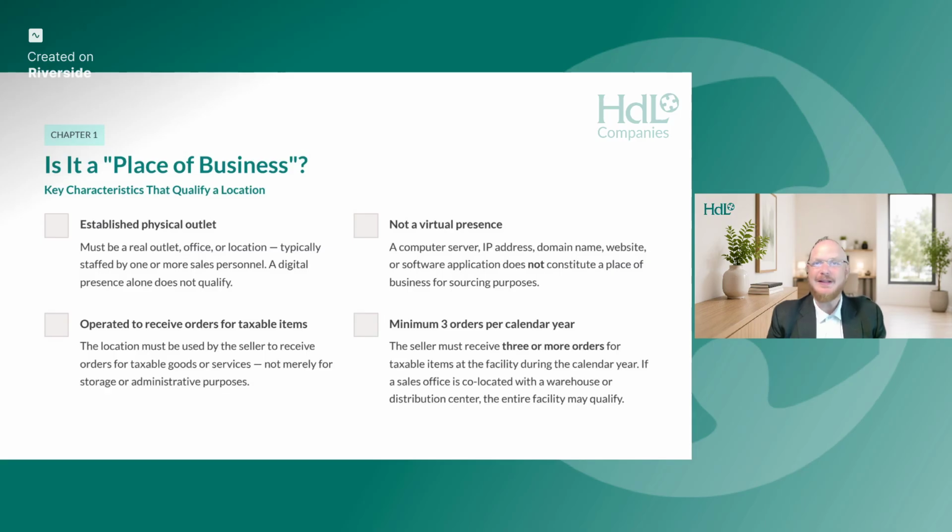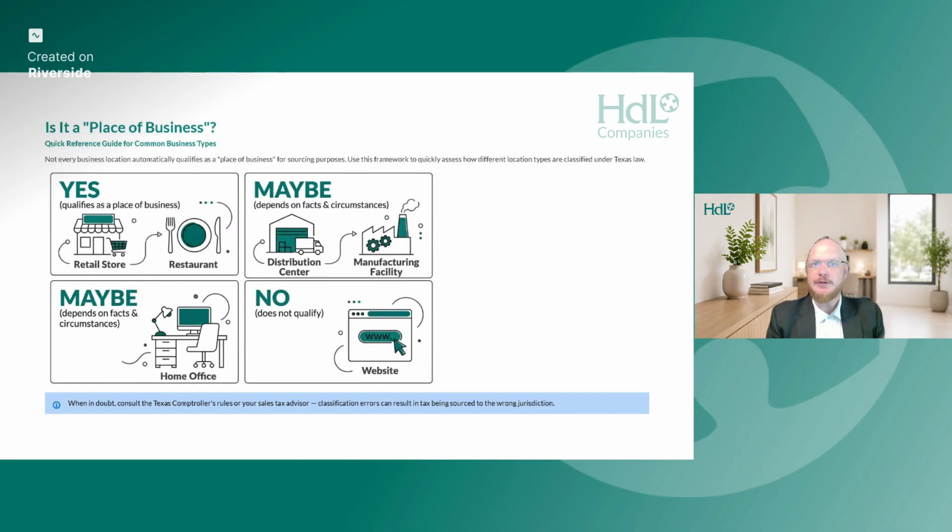One of the most important terms in Texas sales tax is a place of business. This is a very lengthy and messy definition if you look in the tax code, so we've tried to break it down into some core concepts here. A place of business in Texas is an established physical outlet, so it must be an actual location operated for the purpose of selling taxable items. A virtual presence does not constitute a place of business, so when things are purchased over a website or an internet order or an application, those are not considered a place of business. The rule states you must receive at least 3 orders in a calendar year to maintain this qualification as a place of business.